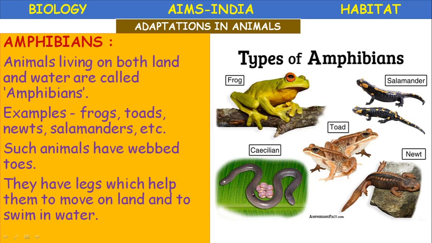Okay, these amphibians are divided into tailed and tailless amphibians. The tailed amphibians are salamanders, newts, caecilians, whereas the tailless amphibians are frogs and toads. They have legs which help them to move on land, and the legs also possess webbed feet in order to swim in the water.